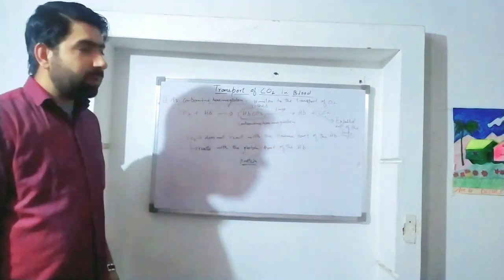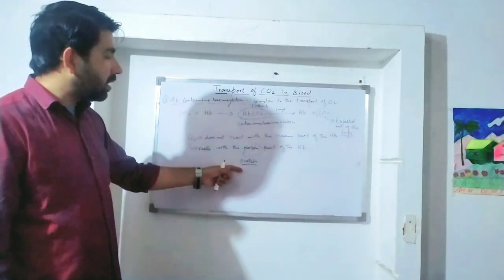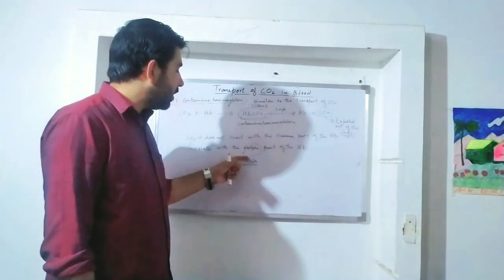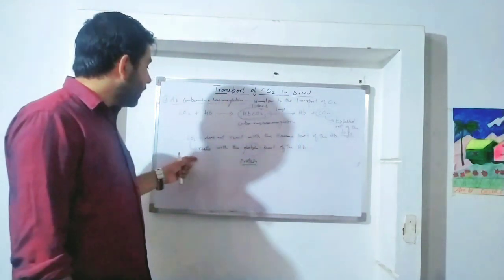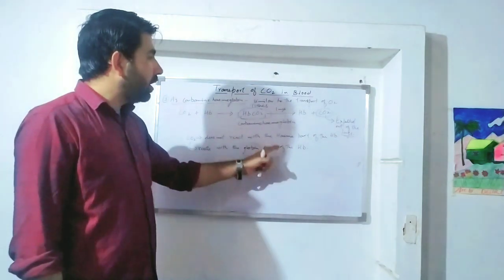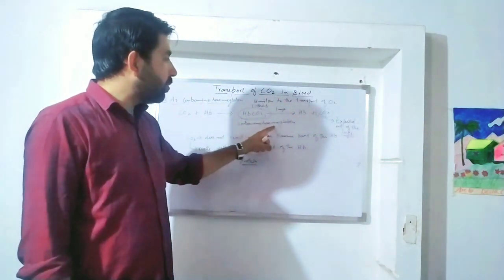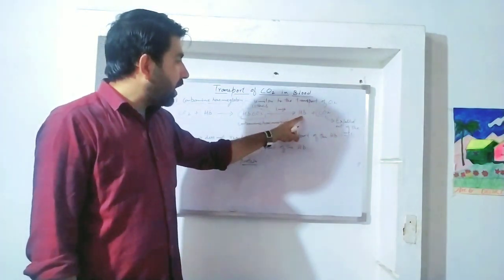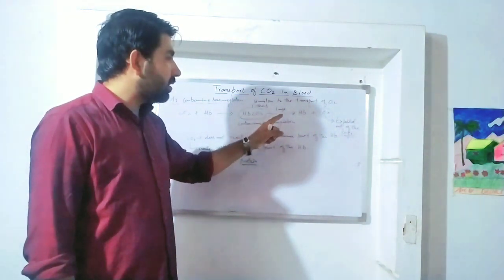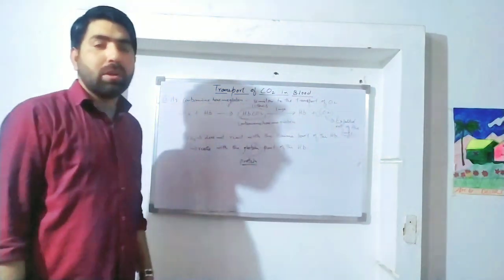hemoglobin is made up of two parts. One is the heme part, which is non-protein, and second is the globin part, which is the protein part. So the protein part of the hemoglobin is globin, and carbon dioxide always reacts with the non-heme, that is the globin part of the hemoglobin, to form carbaminohemoglobin. And when this carbaminohemoglobin reaches the lungs, hemoglobin and carbon dioxide are split apart, and hemoglobin is formed and carbon dioxide is then expelled out from the lungs.